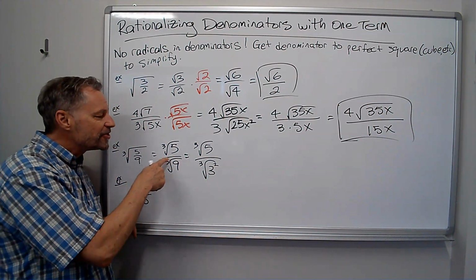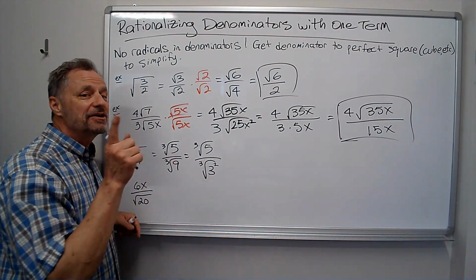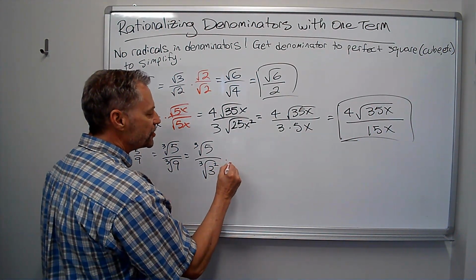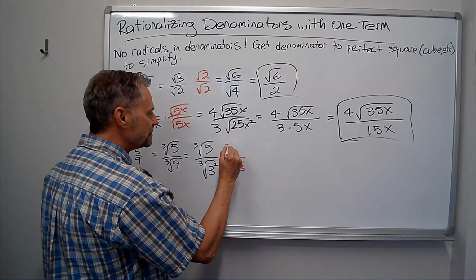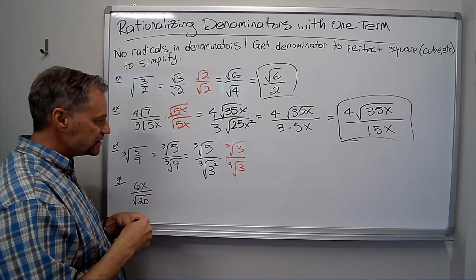And since I have a third root, I'm looking for something in the third. Oh, I already have 2 3's. I only need 1 more. So now if I multiply by the third root of 3, top and bottom, on top I multiply, I get the third root of 15.